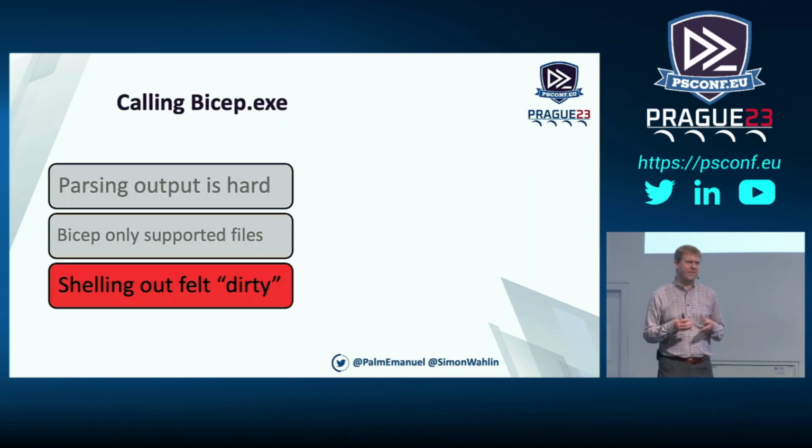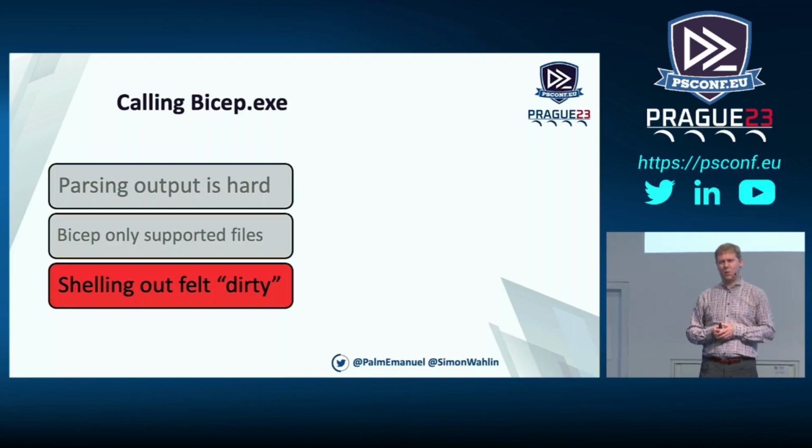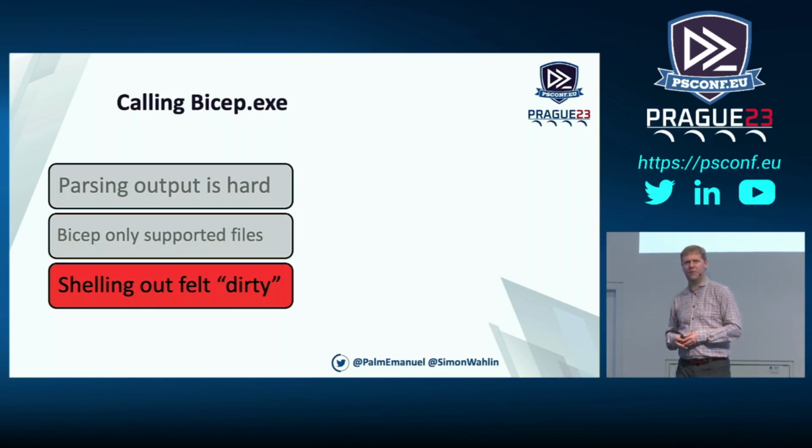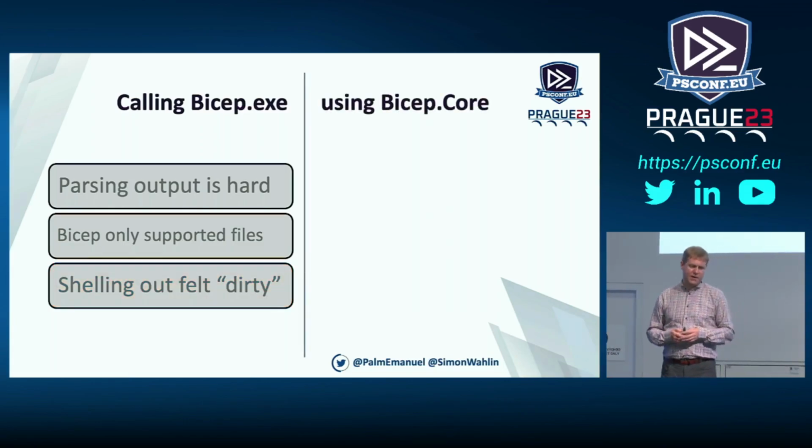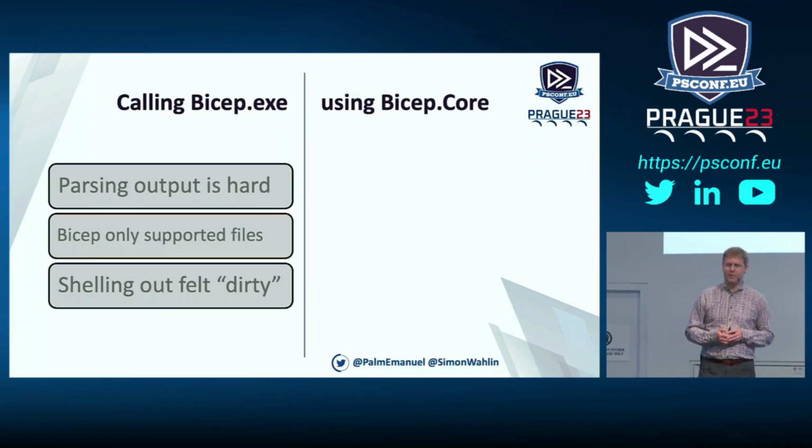It didn't feel native PowerShell-y, and also it had quite a lot of overhead because of spinning up a new process and loading all the assemblies and stuff into memory. If we do that a lot, it takes about a second, and if you have several templates you want to build, that actually adds up. So we decided to use Bicep Core.